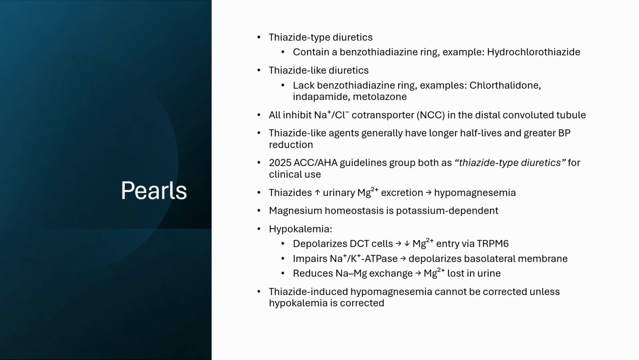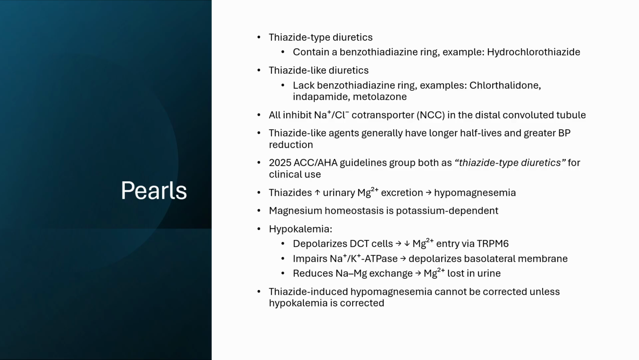The 2025 AHA-ACC hypertension guidelines just grouped them both into one group, labeled thiazide-type diuretics, for simplicity and to minimize confusion. The guidelines state that in most settings, it's acceptable to choose among these agents for treatment. Besides decreased levels of sodium and potassium, thiazide diuretics also cause hypomagnesemia by increasing urinary magnesium excretion.